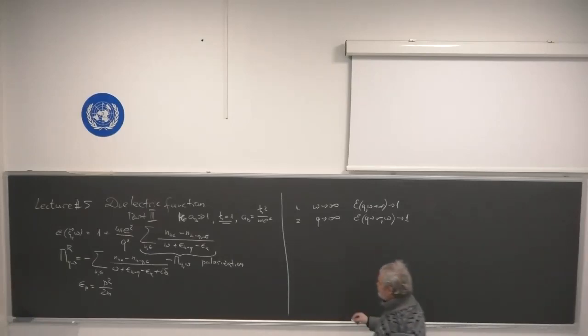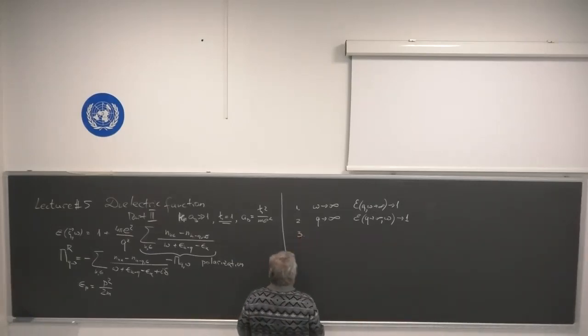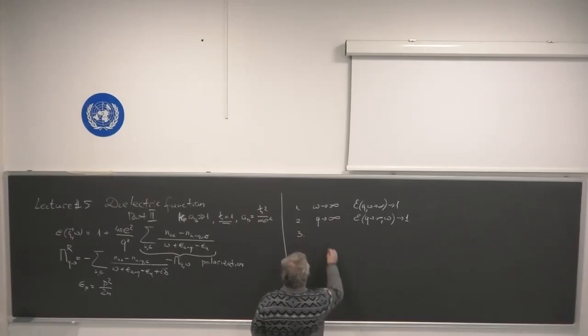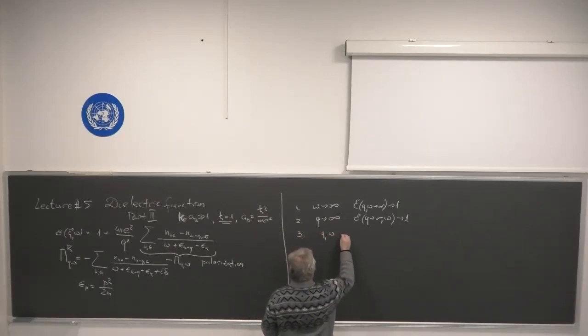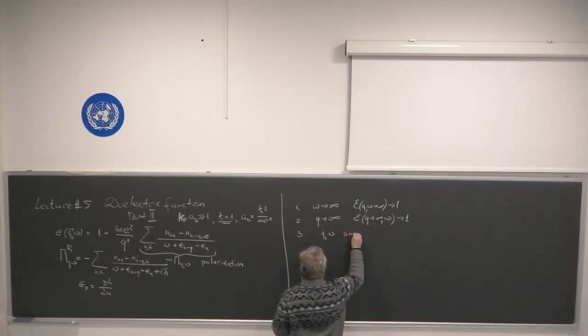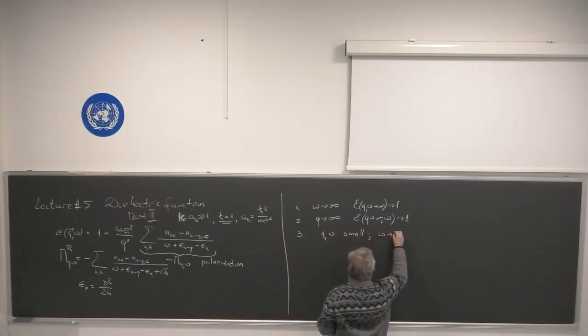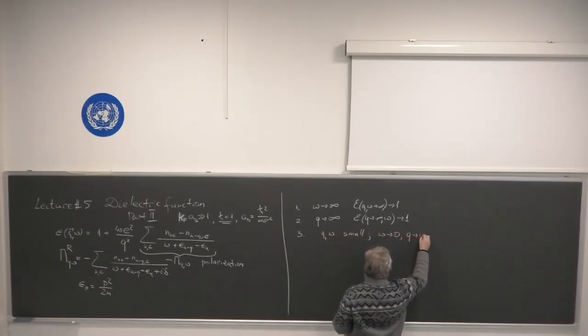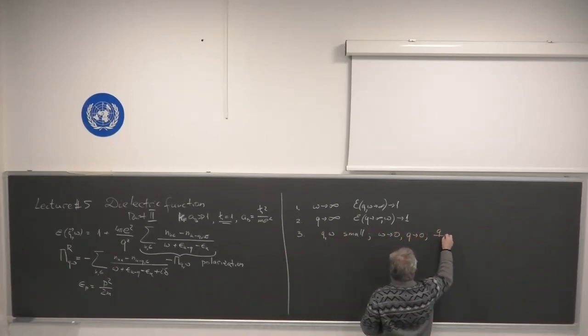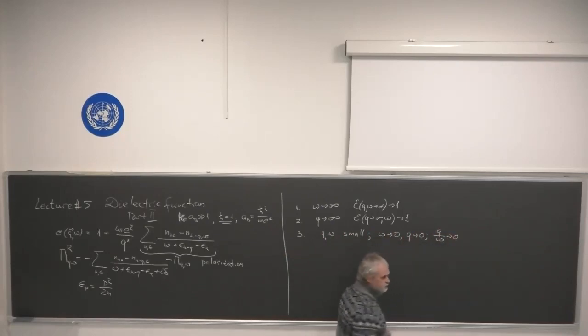So, as number 3, I will be considering the limit q and omega being small. And we will see what it means to be small. And in principle, to be more pedantic, I consider the limit omega goes to 0, q goes to 0, but also q over omega goes to 0. So q goes to 0 faster than omega.